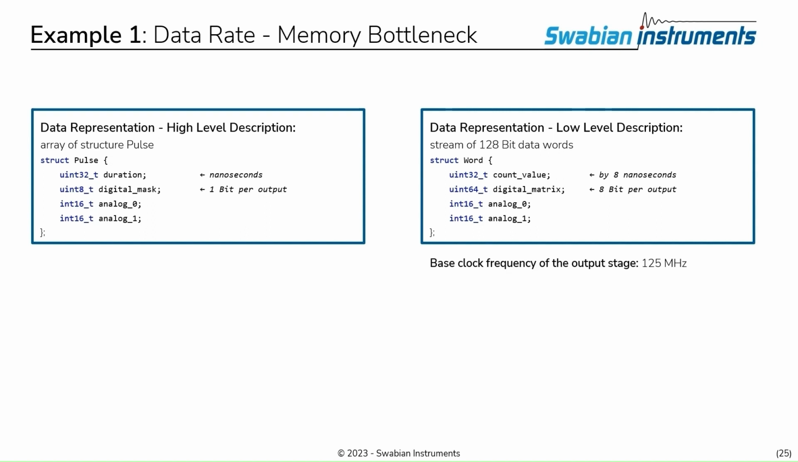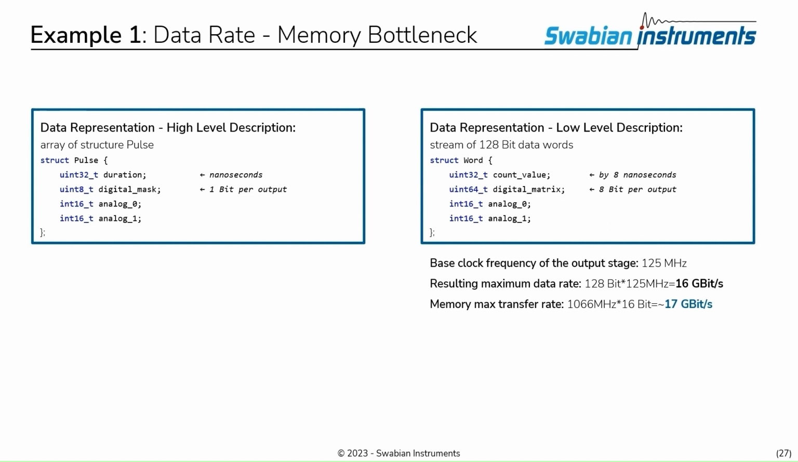To preserve synchronicity between the digital and analog outputs, the base clock of the output stage is running with the 125 MHz sample rate of the digital analog converter. So every 8 nanoseconds, a 14-bit value and an 8-bit chunk are fed to each respective analog and digital channel. The maximum data rate at the memory ports appears if any output changes every 8 nanoseconds. This leads to a data rate of 16 gigabit per second.